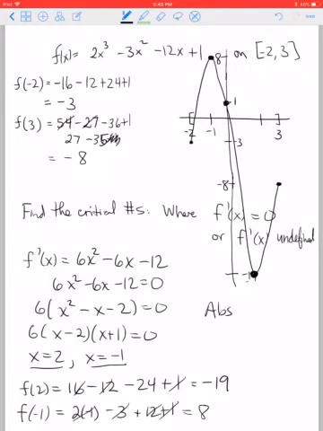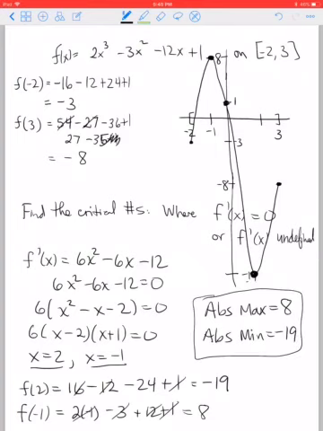And so our absolute max is going to be 8, because that's the biggest it is. And our absolute min is going to be negative 19, because that was the smallest value that we had. And so we checked the critical points, we checked the endpoints, we took the biggest and the smallest, and that's how we found the max and the min.